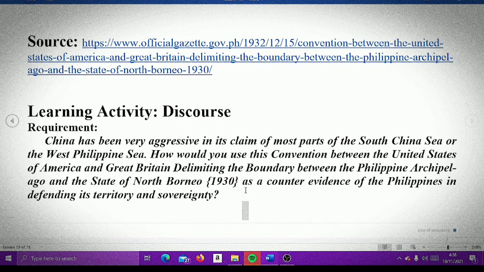So everyone, this is the end of our reporting. I hope you understand our reporting about Lesson 10 entitled The Convention between the United States of America and Great Britain delineating the boundary between the Philippine archipelago and the state of North Borneo in 1930. So I hope you analyze the provisions of this convention.